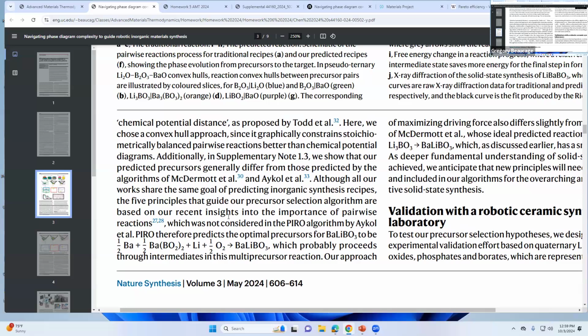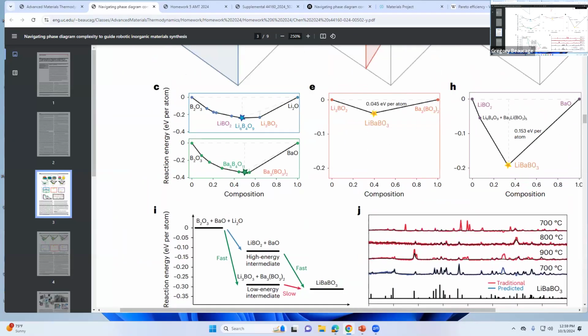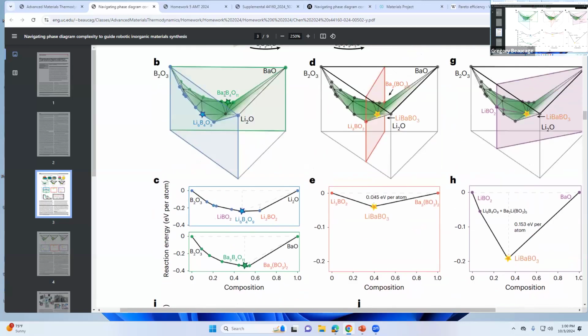So his goal is to identify the best precursors to get a target oxide. He's trying to get this lithium barium borate to be his cathode material. So what are the best starting materials to put into the ball mill, right? And what composition should he start with? Let's see. So that's that business.